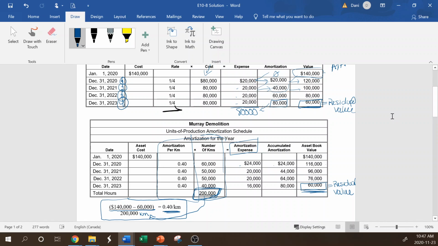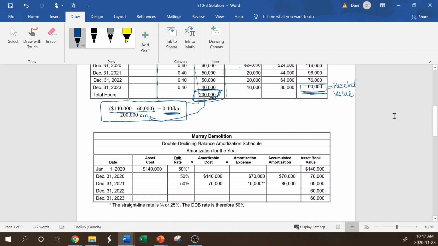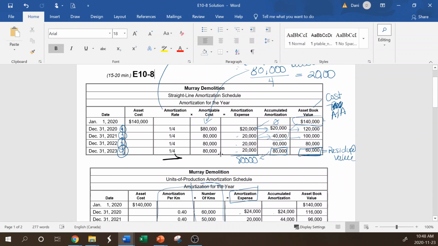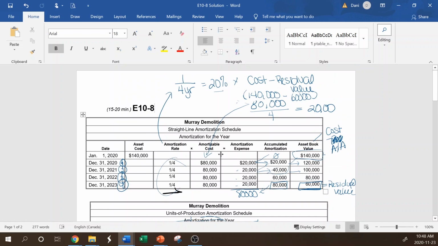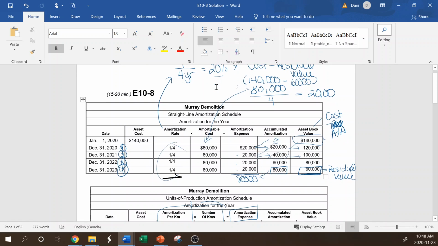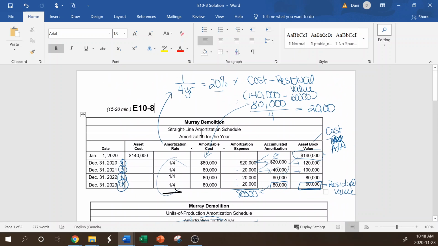The final method looks at the double declining. Now this is one where you really had to be careful as you were going. So double declining rate, we figure that out as the straight line rate times 2. So our straight line rate we saw above was 1 divided by the estimated useful life, and that equaled the 20%.